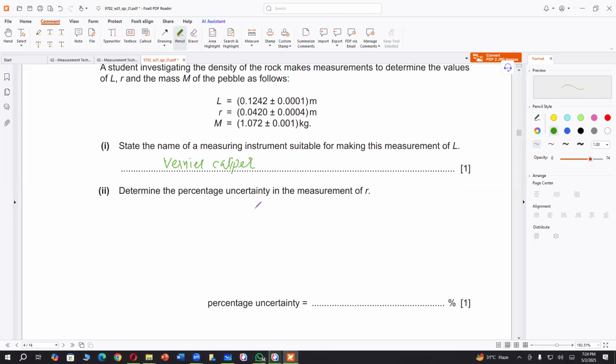Determine the percentage uncertainty in the measurement of R. So can I divide it and make it into 100? Because it's talking about R only. There's no formula given. So percentage uncertainty in R is equal to 0.004 upon 0.0420 into 100. So can you do the calculation for me?